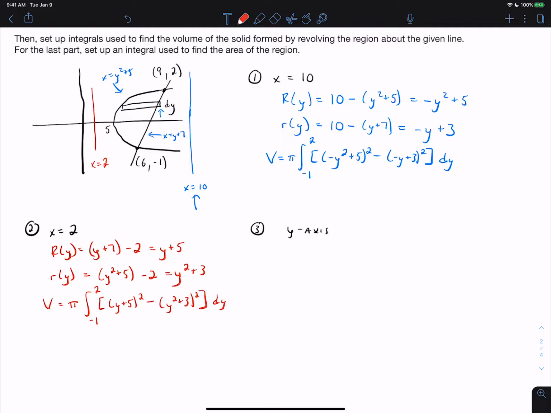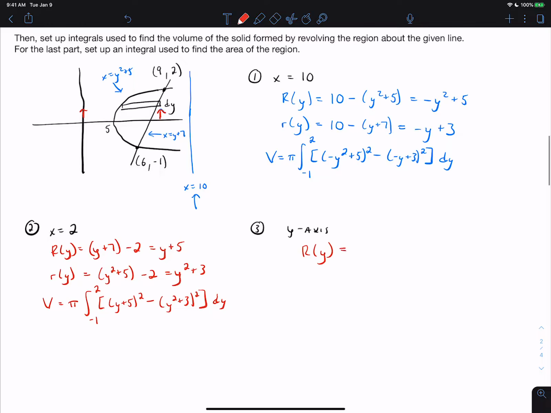The y-axis works just like the problem 2. It's a vertical line to the left of the region. Big R is the right x minus the left x on this distance. So the x on the farther end of the rectangle to the x on the y-axis. The right x then is y plus 7. The left x is 0.